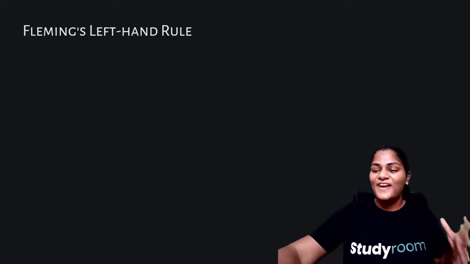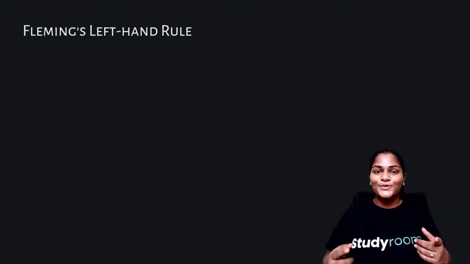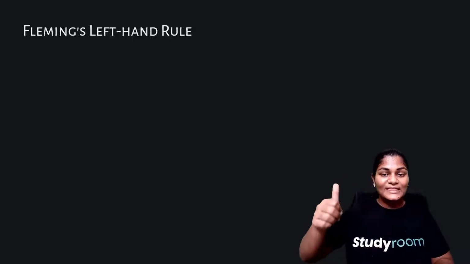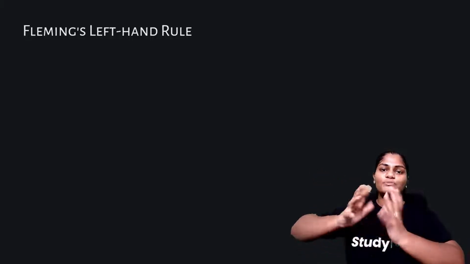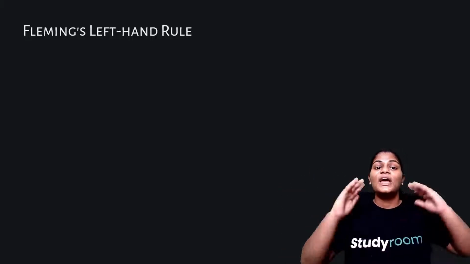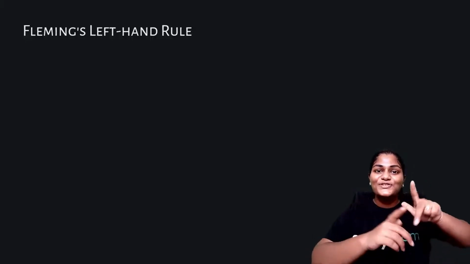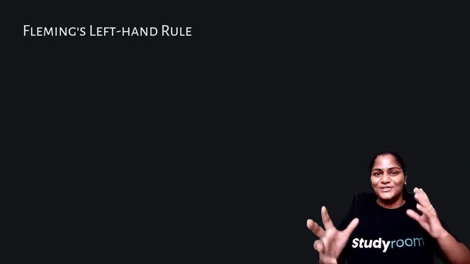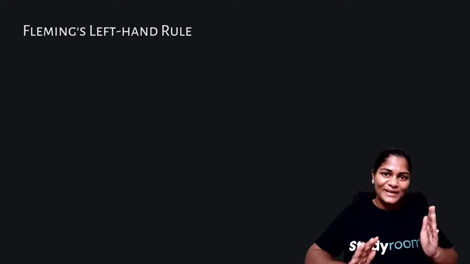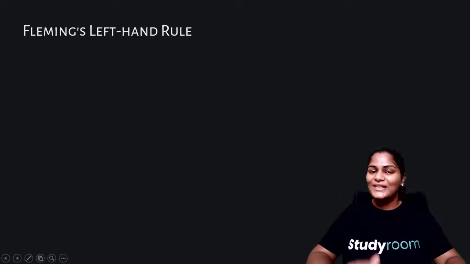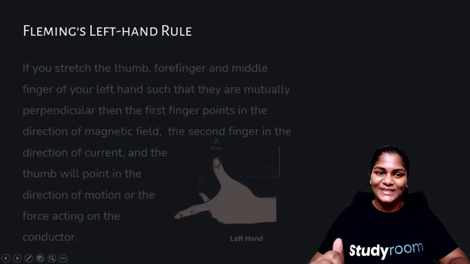This is a very, very interesting rule. First you had studied the right hand thumb rule. Then you had studied the corkscrew rule, which was basically the same as the right hand thumb rule. Now this is a new rule, which is Fleming's left hand rule. I find this very interesting, honestly, and you have a lot of fun trying to figure out the directions of the force and the current and the magnetic field using this rule. So let's see this without any further delay.